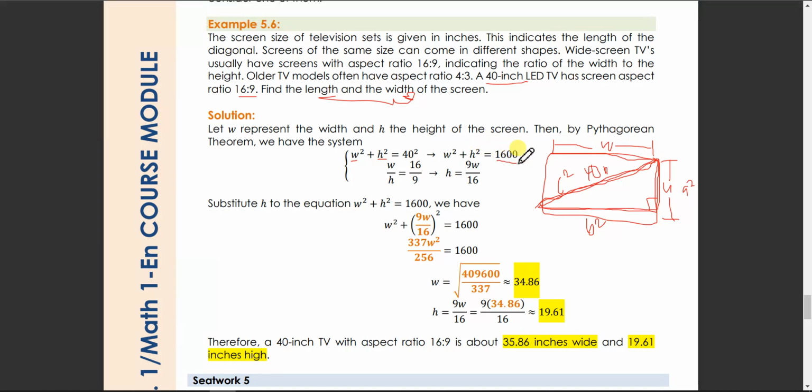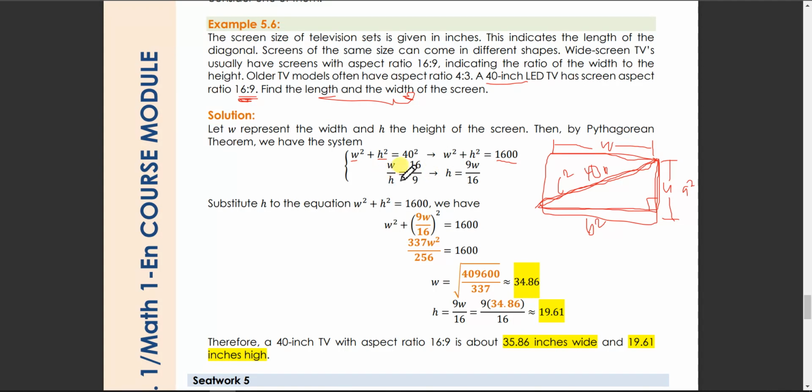Then, where can we get our second equation? That is by using the aspect ratio. So aspect ratio nato is 16 by 9. And 16 is equivalent to width and 9 is equivalent to our height. So that's why we have width over height is equal to 16 over 9. Di ba? When you say ratio, that is a fraction. So maunang natay 16 over 9. Then we solve for our h.